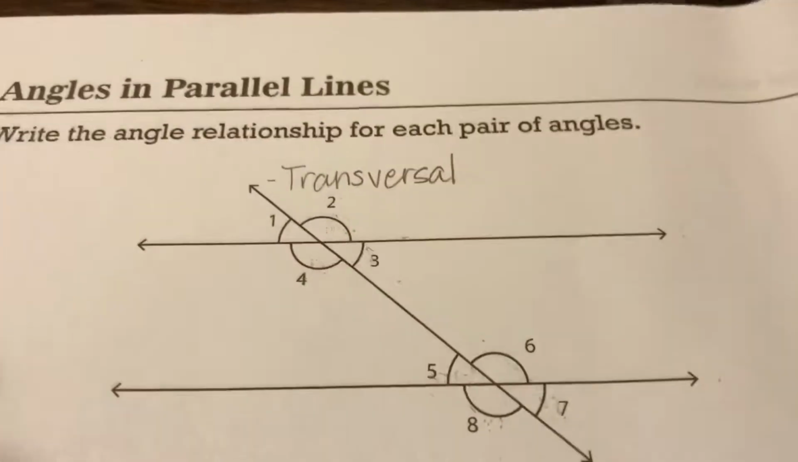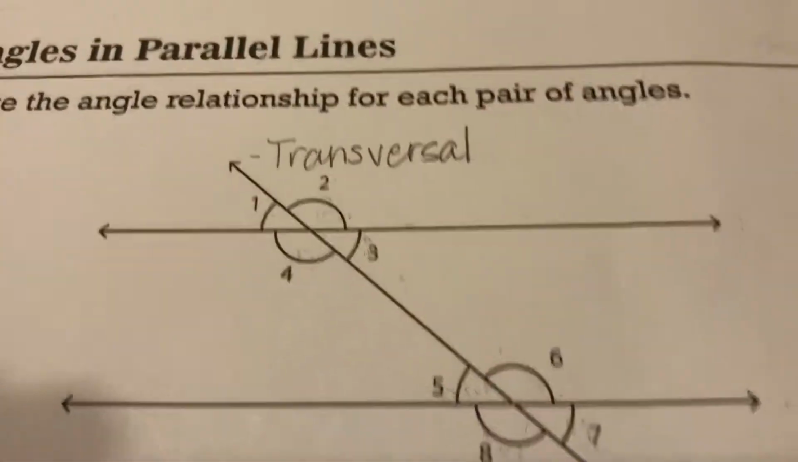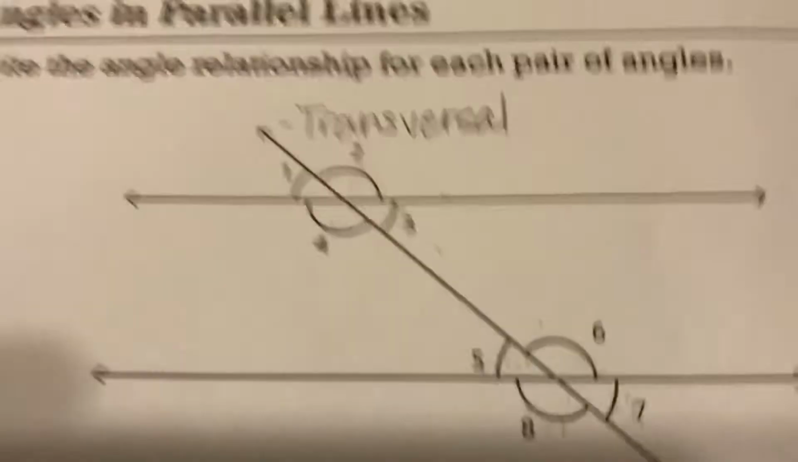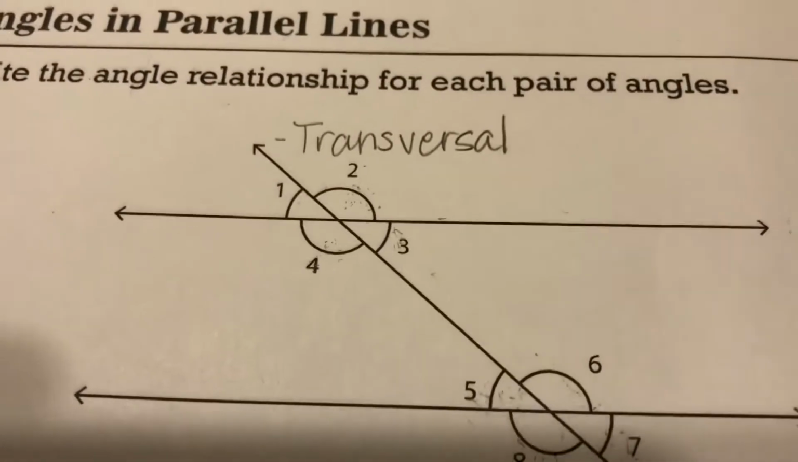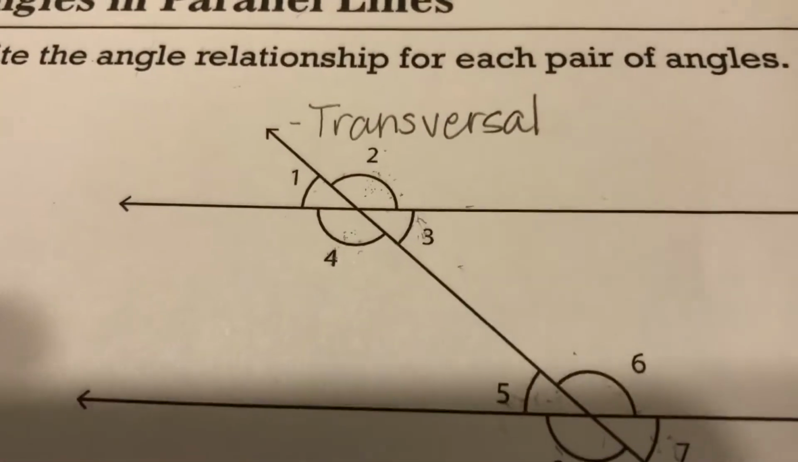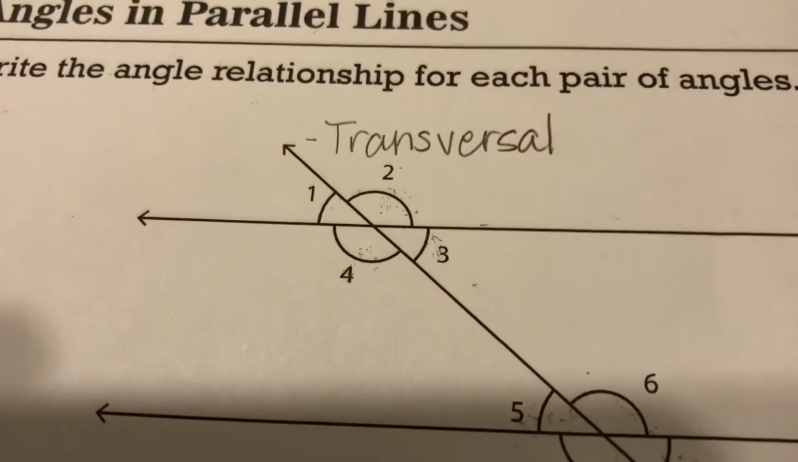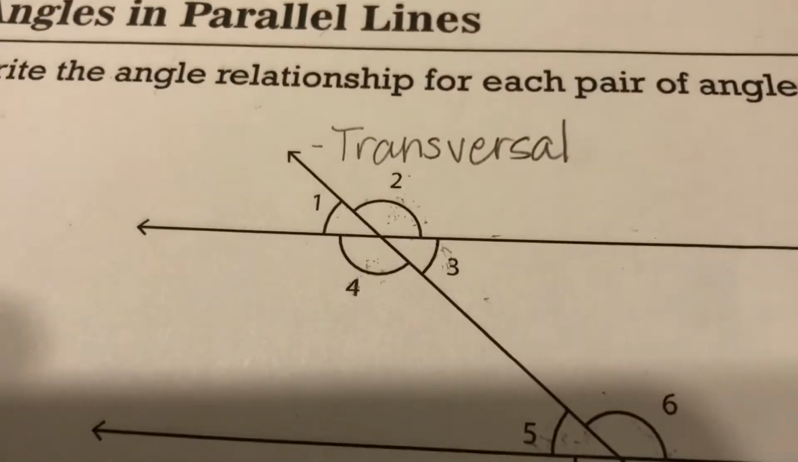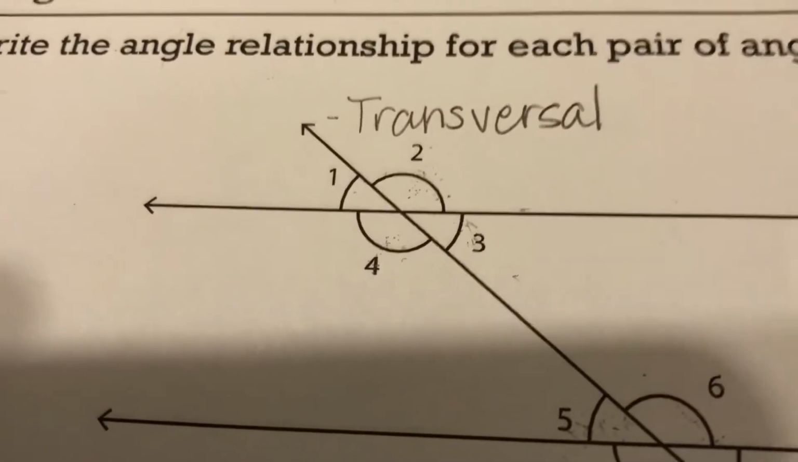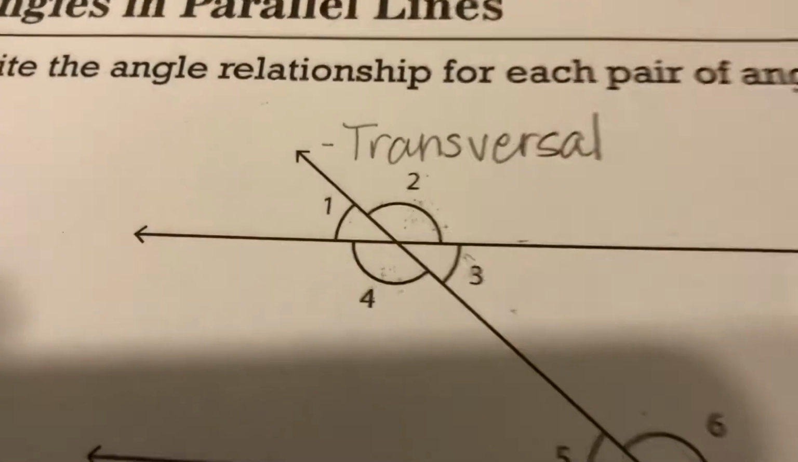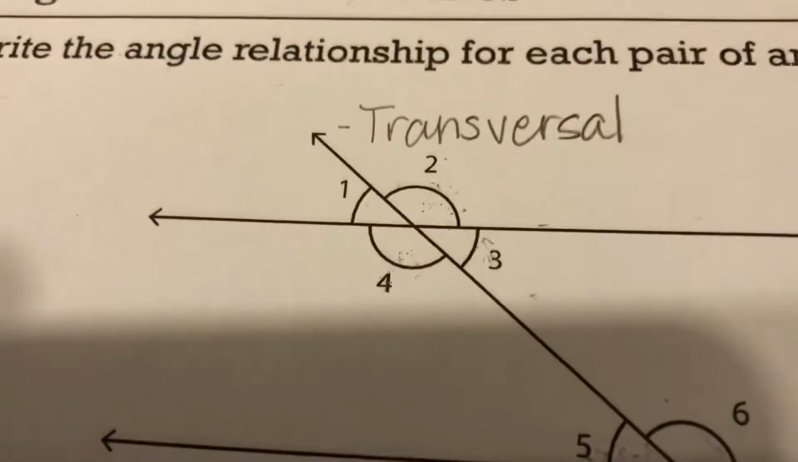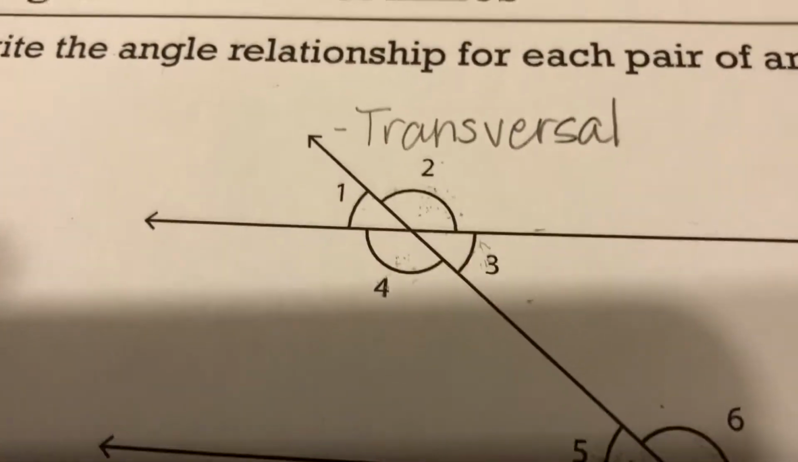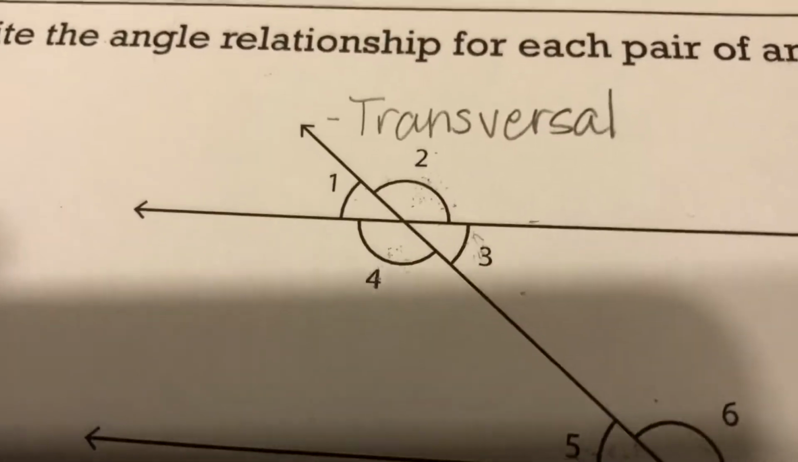Good morning, everybody. It is Friday, April 24th, and we're going back to those angles in parallel lines that we talked about yesterday. Yesterday, we just named them and said what their names were. Today, we're going to talk more about their relationship, because that's what's important about them. We're going to take their relationship and be able to solve problems about them.